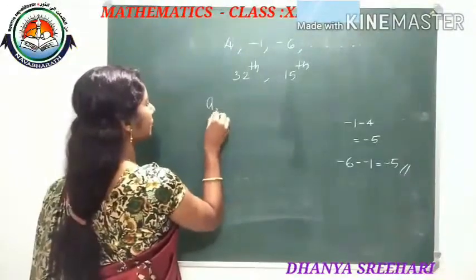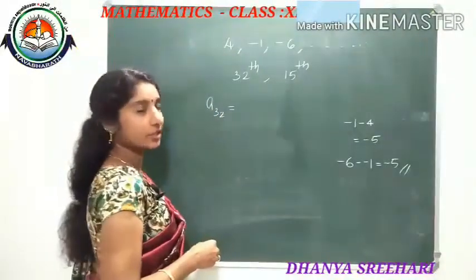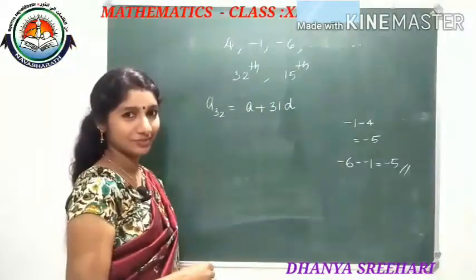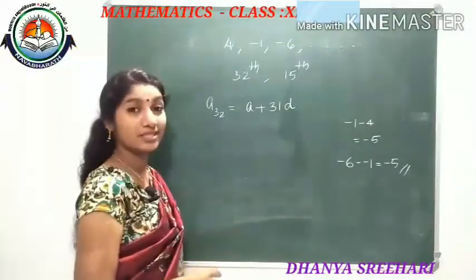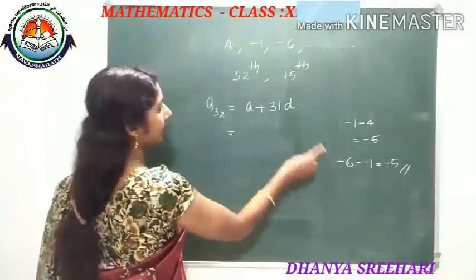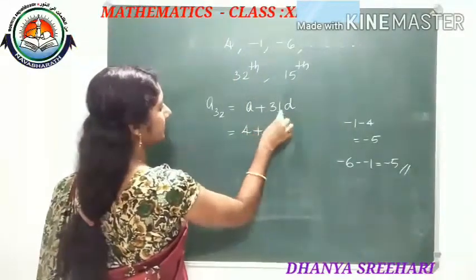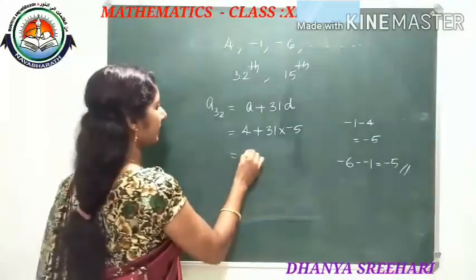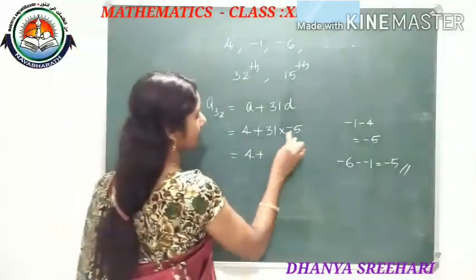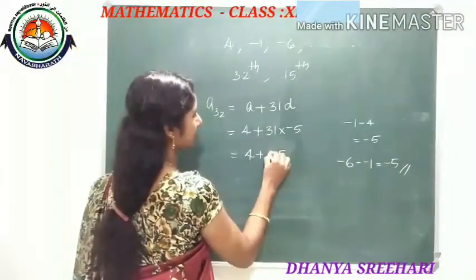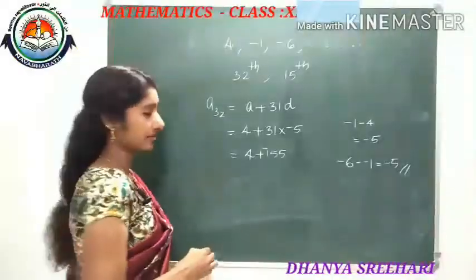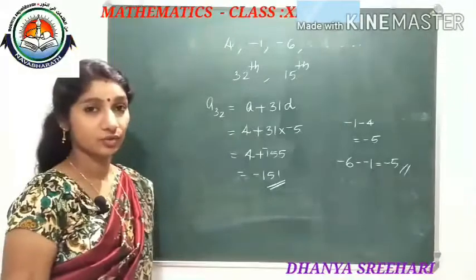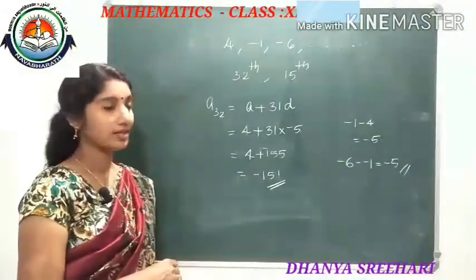We need the 32nd term and 15th term. So A32 is equal to A plus 31D. Correct now? The 32nd term is equal to A plus 31D. What is A? A is 4, plus 31 into the common difference, which is minus 5. So we are getting 4 plus 31 into minus 5: 1 5 is 5, 3 5s are 15, so we are getting minus 155. So the final answer is minus 155 plus 4, minus 151. So we got the 32nd term.